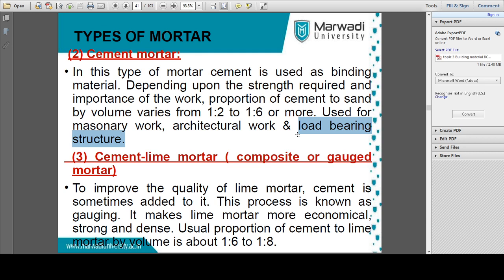Next, third category is cement lime mortar. So it is basically a combination of both. Some proportion we are mixing of lime and we are replacing this lime with cement so that we can obtain good strength, right? Basically whenever we are replacing this lime with cement we will have good strength. That is why the cement mortar has been introduced.